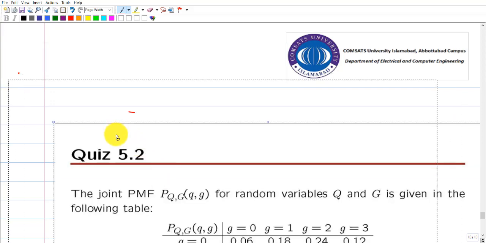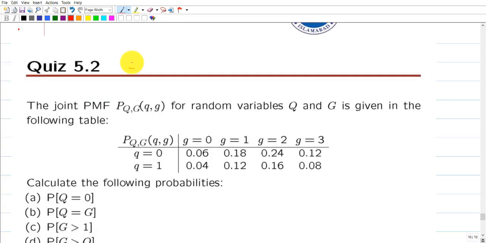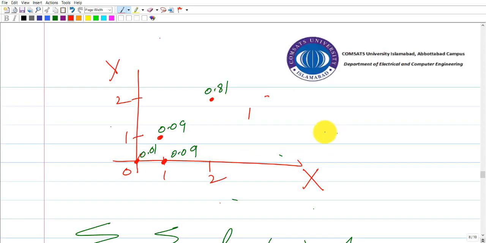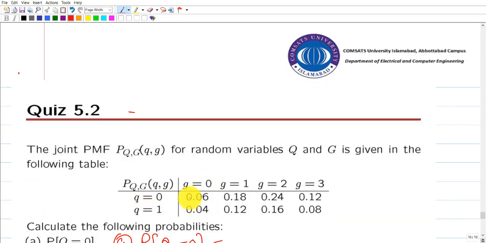So let's look at another example. It is quiz 5.2, and it says that the joint PMF P Q G for random variables Q and G is given in the following table. So calculate the following probabilities. For the first one, find the probability of Q is equal to 0. It simply means Q equals 0, for all the values of G. From the table, that's quite straightforward. It would be simply adding all the probabilities for which Q is equal to 0 and G gets the value 0, 1, 2, and 3.